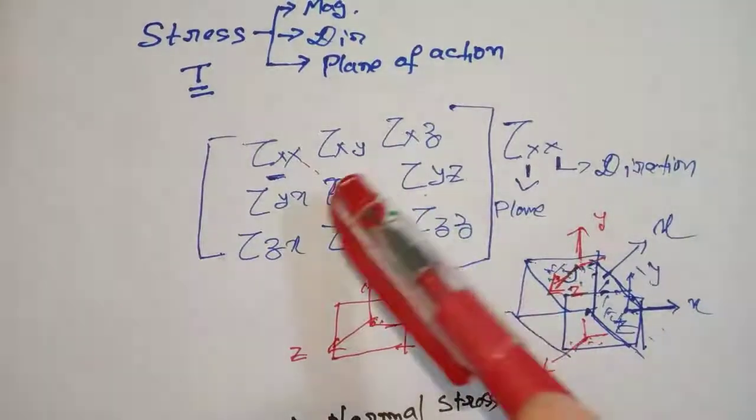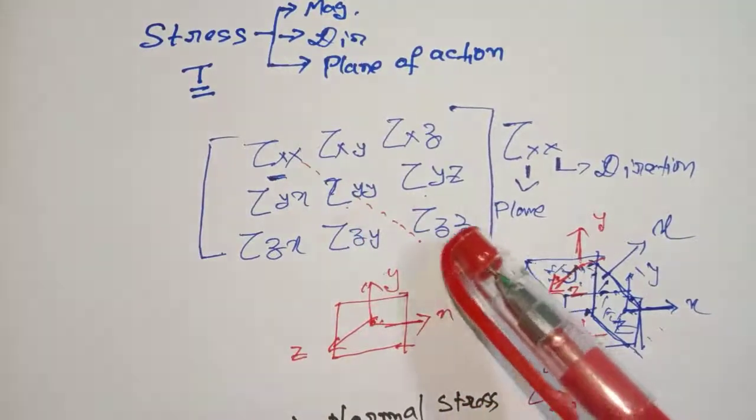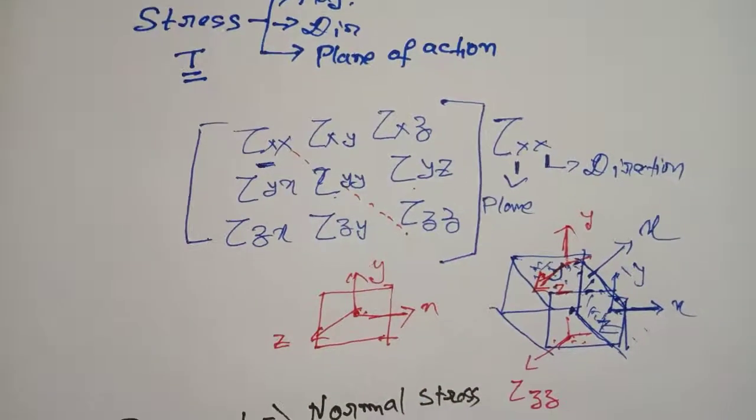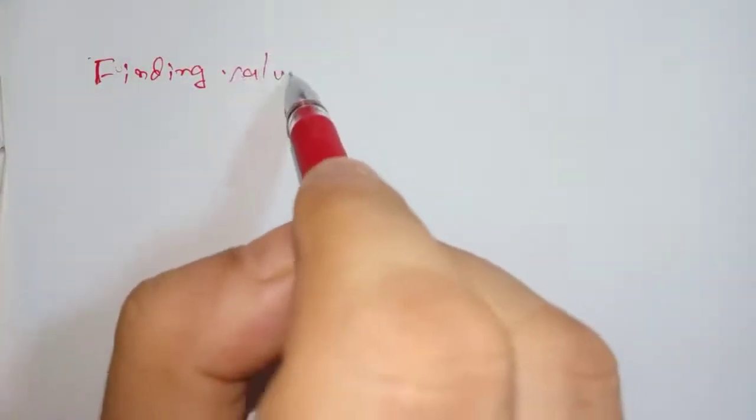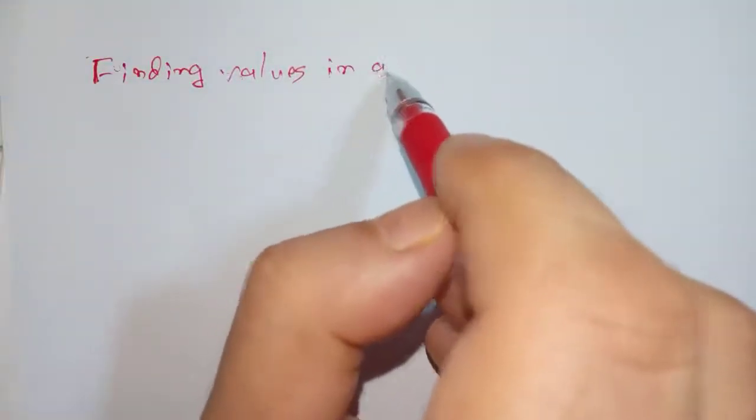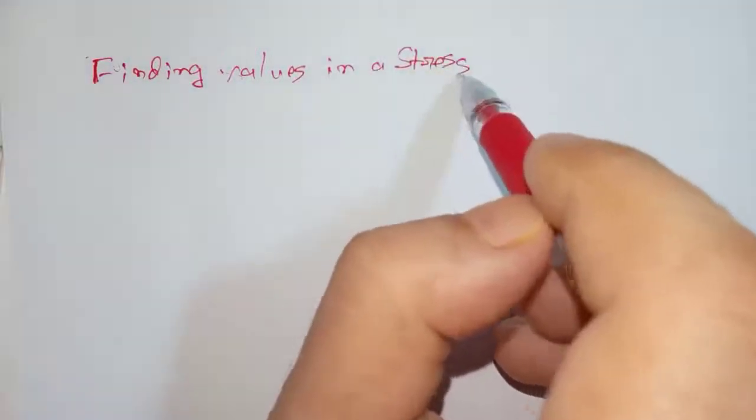Now if you notice, let me just show this part. In this part, we have mentioned xx, yy, zz, but it carries no value. Have you seen that? It actually carries no value. So what if we really want to put some value, 1, 2, 3, 4, something like that, and we want to calculate the values of a stress tensor? So let me put a basic heading over here. What we would do is find values in a stress tensor.